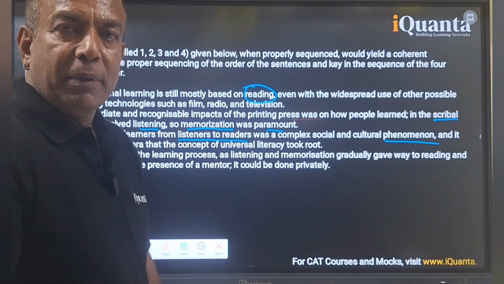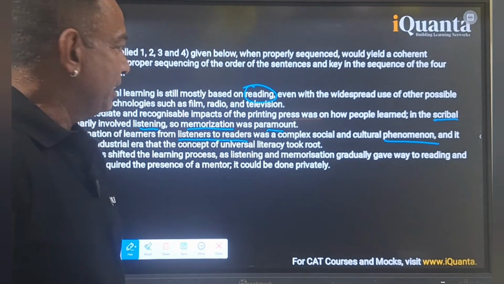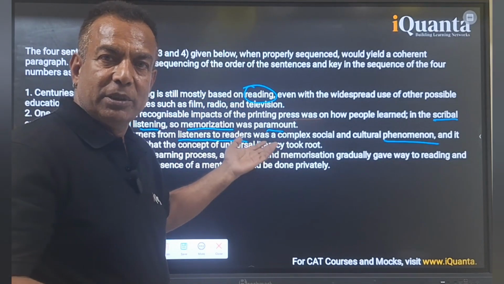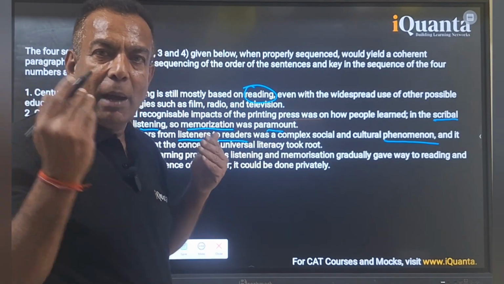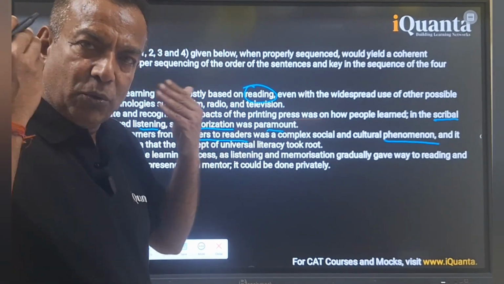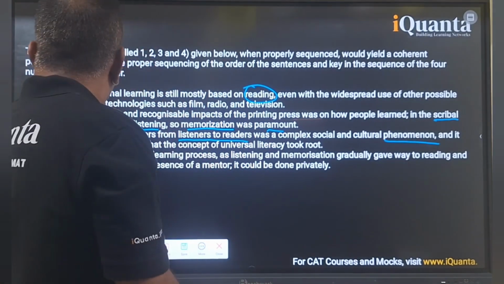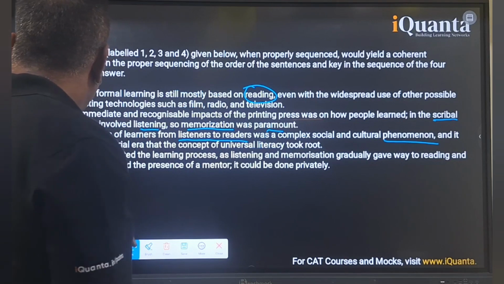Now, paramount, this word is a nice word. It means supreme, most important, most significant, सबसे जरूरी. So याद करना बहुत जरूरी था उस समय, क्योंकि आप सुनते थे, आप पढ़ते नहीं थे, आप सुनते थे, और उसके बाद उसको अपने पास रखने के लिए उस नॉलेज को आपको याद करना पड़ता था. So that will be the first one.